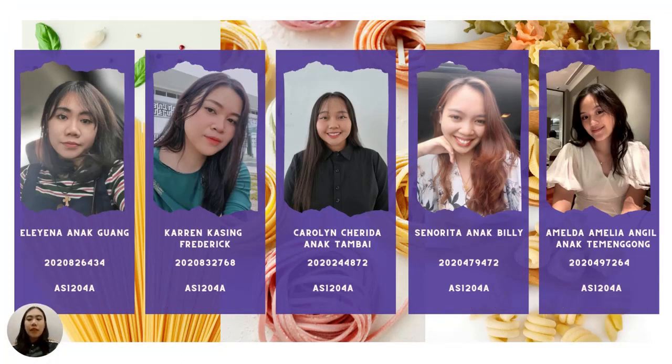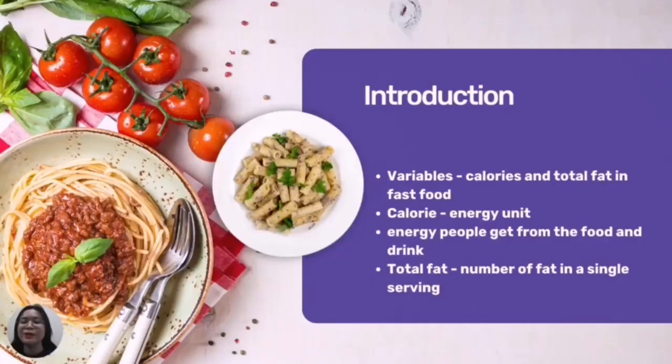First of all is myself. My name is Anak. My student ID is 2020-82C434. Next is Karen Kasim Frederick, 2020-832768. Caroline Jerida Anak Tambay, 2020-244X72. Next is Senorita Anak Billy, 2020-479-472. And lastly is Amelda Amelia Angel Anak Temenggong, 2020-497264. Let's start with the introductions.